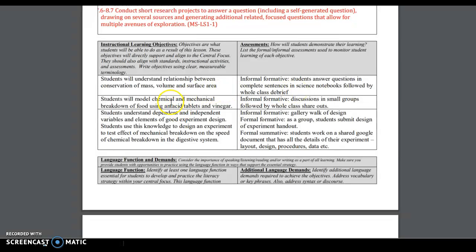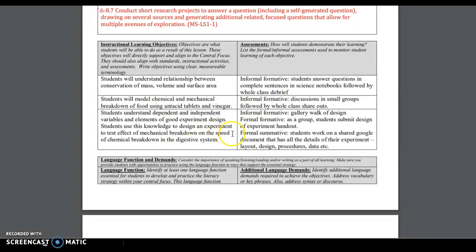And then the next one is that students will model chemical and mechanical breakdown of food using antacid tablets and vinegar. And the assessment for this is also informal. It's discussions in small groups, followed by whole class shareouts. And then here the students understand dependent and independent variables and elements of good experiment design. And for that, they're going to be doing an informal gallery walk of design, as well as a formal one, as a group, students submit design of experiment handout.